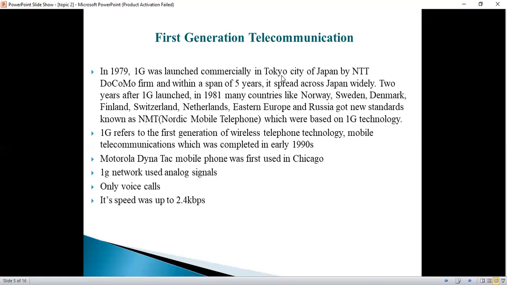First generation telecommunication was first launched commercially, meaning for testing purposes, first of all in 1979 in Tokyo, in Japan. And in just 5 years, the overall Japan was wirelessly connected, right?